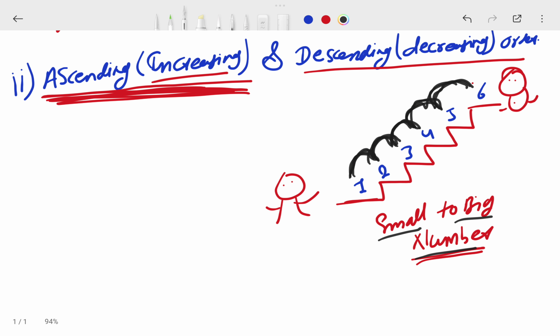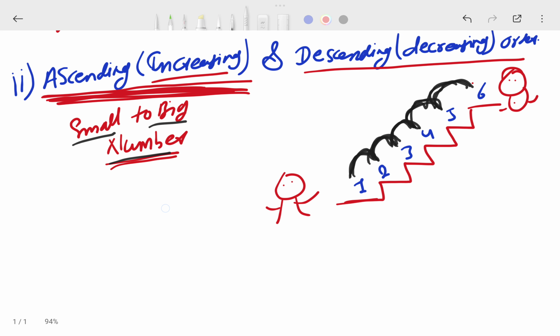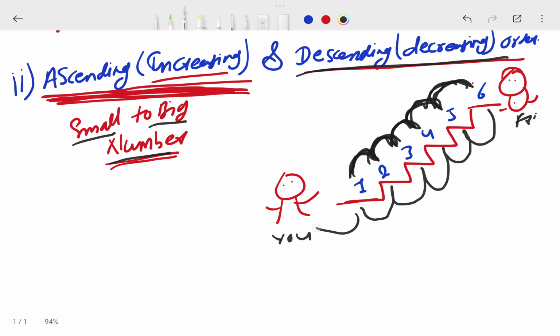Now what is meant by descending order? This is called ascending order, small to big. Small to big number is called ascending. Now, what is meant by descending order? Remember, this is your friend. Now your friend wants to come to you. So how will your friend come? The steps are there, na? From 6 he comes to 5, 5 to 4, 4 to 3, 3 to 2, 2 to 1, and he comes to you. Right?